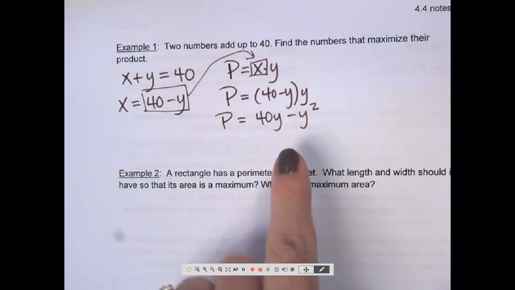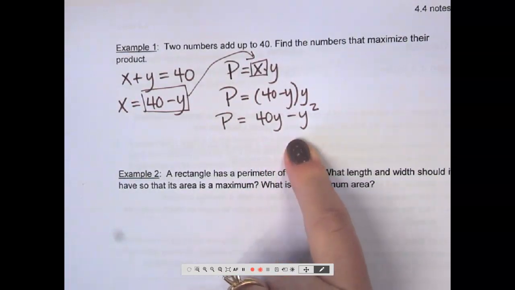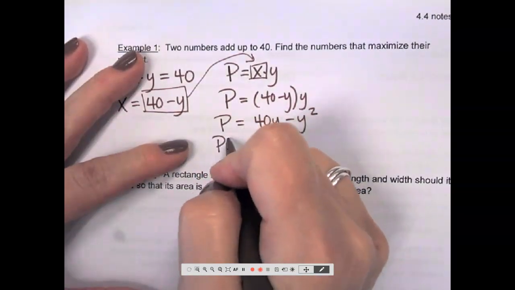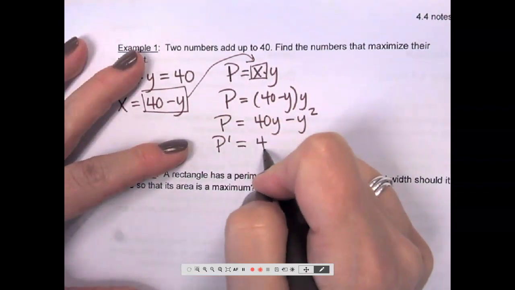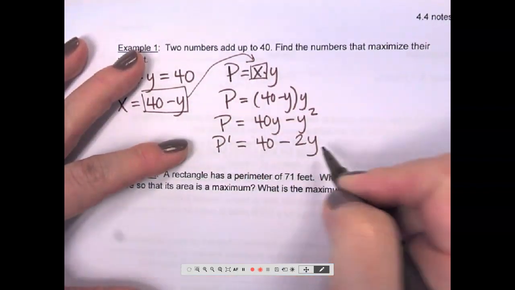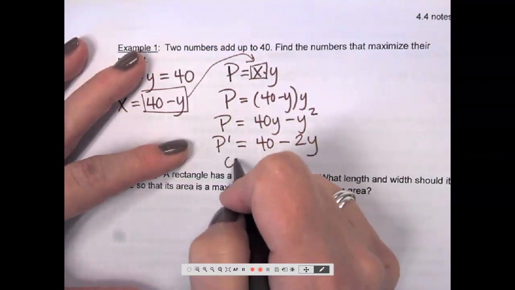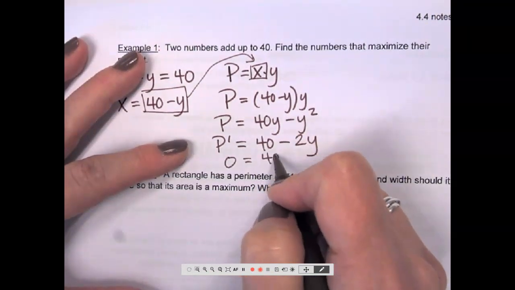Okay, so now I have that primary equation, the thing I want to maximize, in terms of only one variable. So I'm going to take that derivative with respect to the variable. So P prime is 40 minus 2Y. Once I take the derivative, I will set it equal to 0.